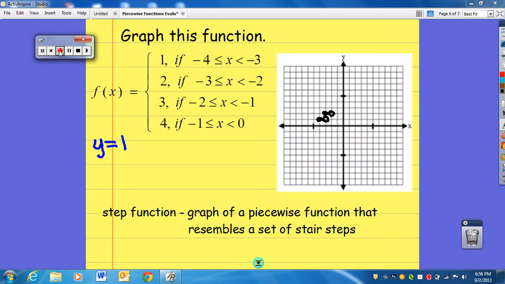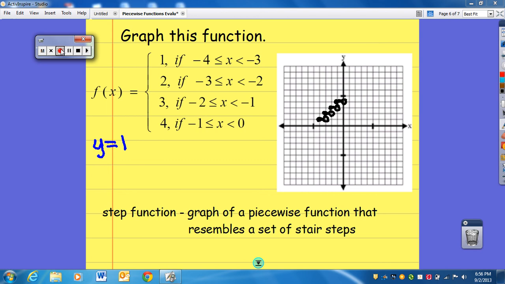I'll do the same at my y value, or my f of x function, equaling 3 as well as equaling 4. So on the line y is equal to 3, I have a filled-in circle at negative 2, an open circle at negative 1, and shaded in between. And at f of x is equal to 4, I have a filled-in circle at negative 1, an open circle at 0, and filled in between.